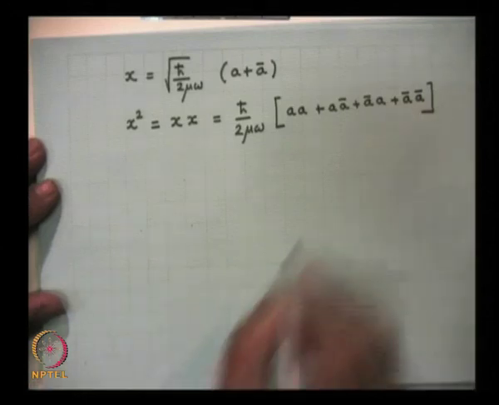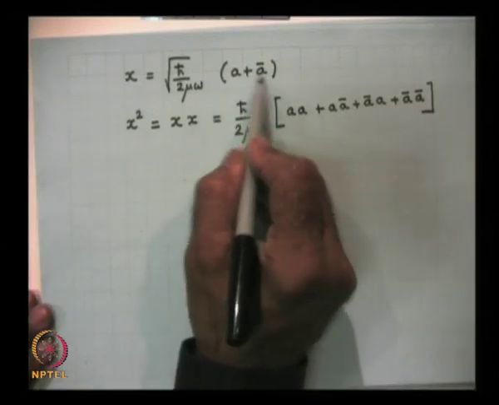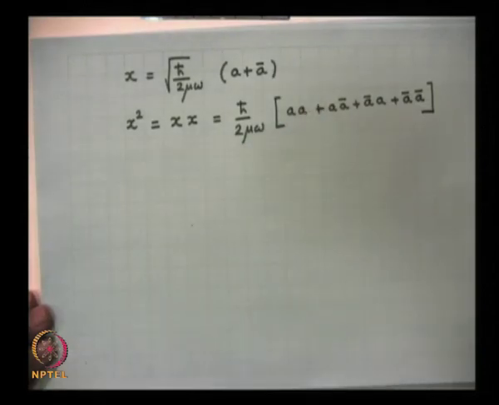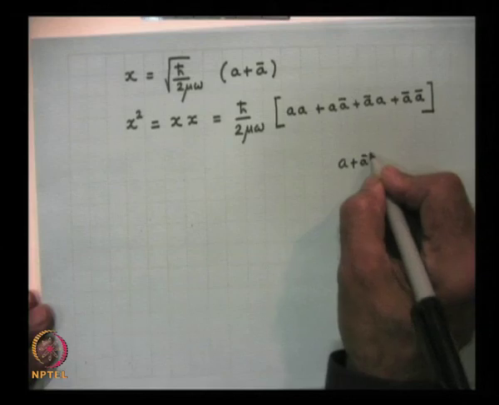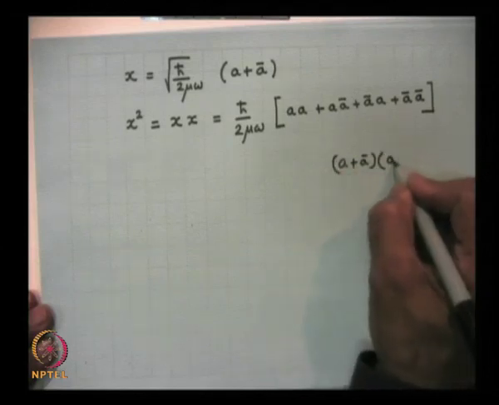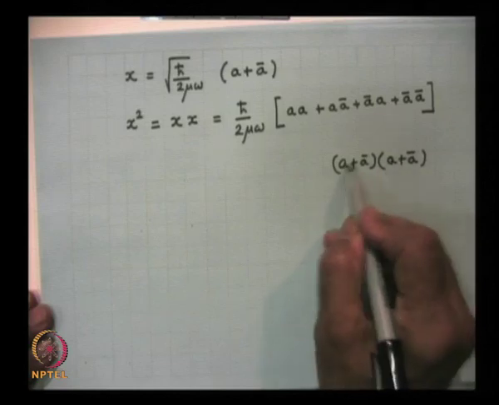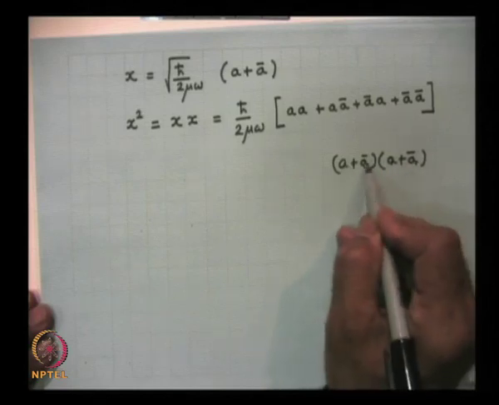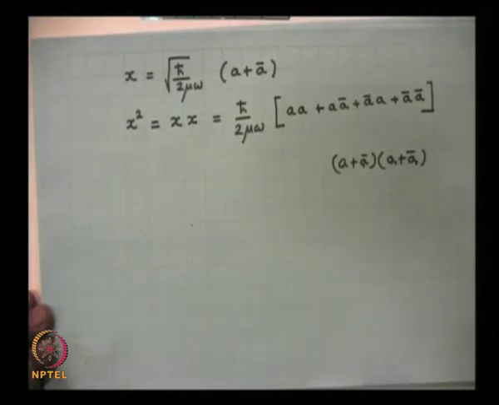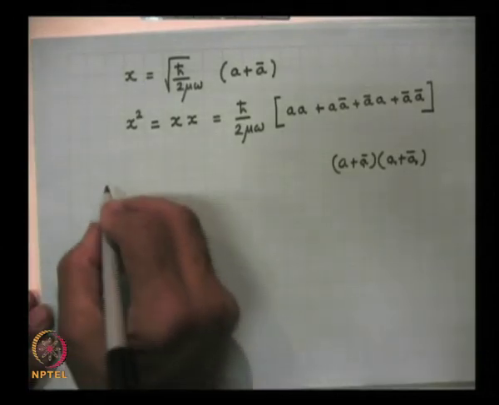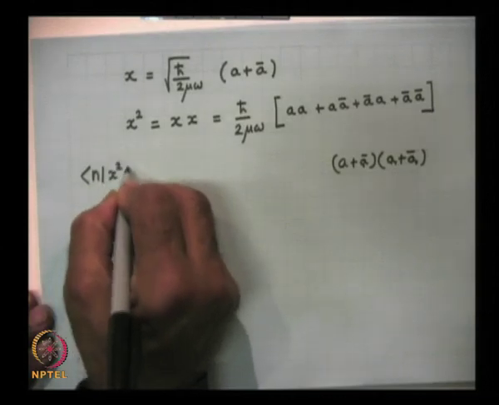One must be very careful. One must not write a square plus a bar square plus 2 a bar a. No, because this a plus a bar has to be operated on a plus a bar. So, this will be a a plus a a bar plus a bar a plus a bar a bar. Now, I want to evaluate bra n x square ket n.